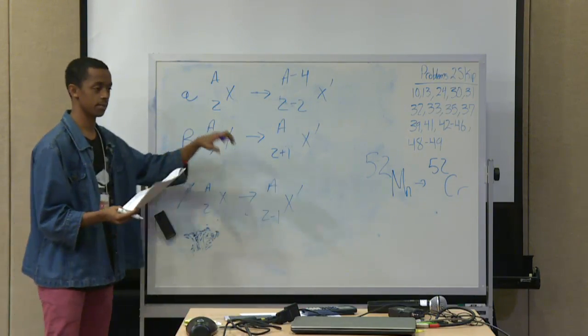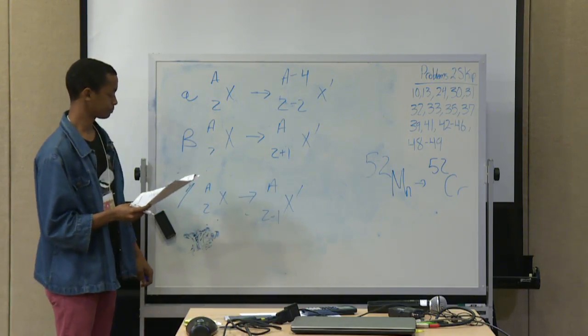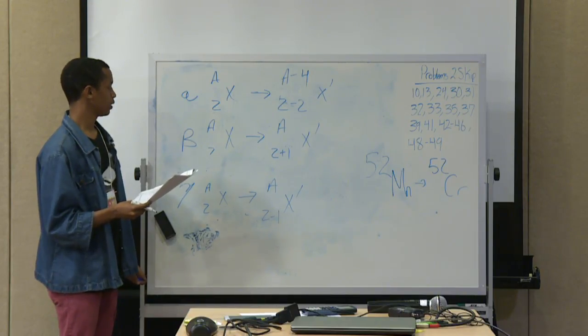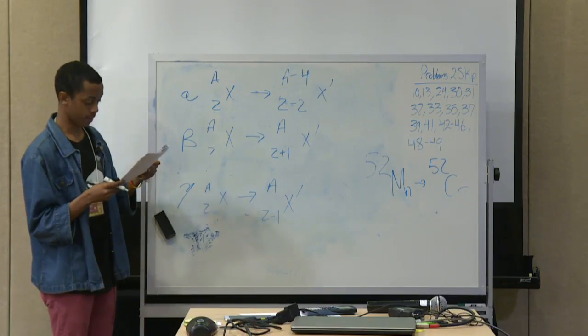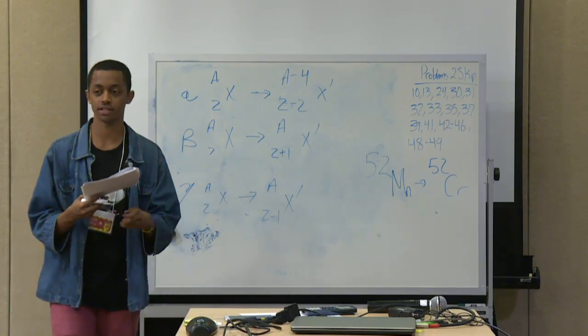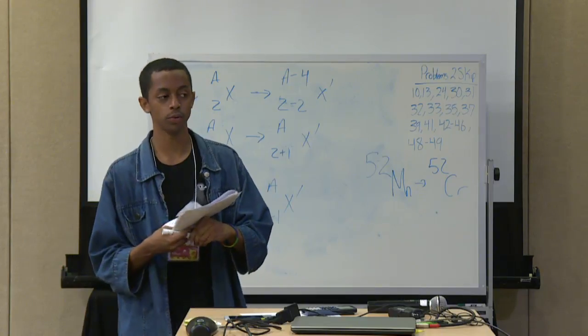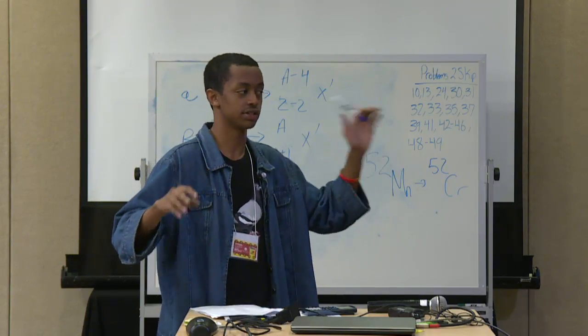And positron is the same but different. Cool? Okay, so it goes from manganese to chromium, but it still has the same atomic number, right? And what do we say when it changes an element, but it's still the same atomic numbers?